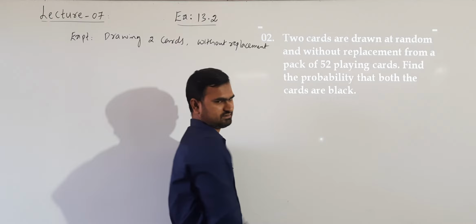So experiment is drawing 2 cards without replacement. So already I discussed the difference between drawing without replacement, with replacement, and then drawing together. Okay, so you can go through that video where we discussed the difference between these 3 things. So 2 cards are drawn without replacement. Now we are interested in finding the probability that both the cards are black.